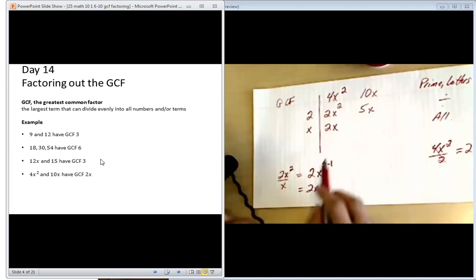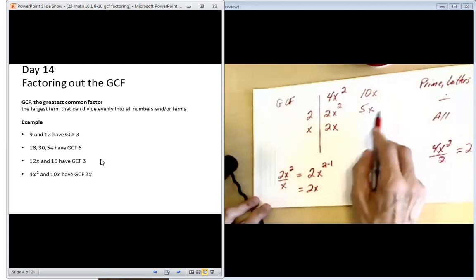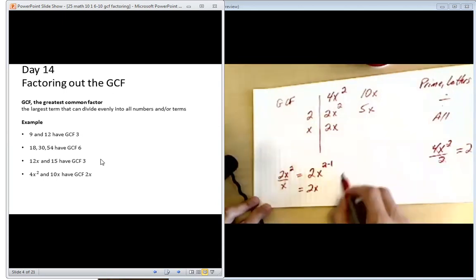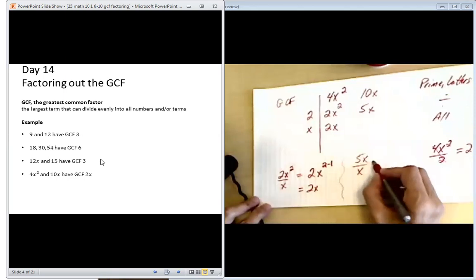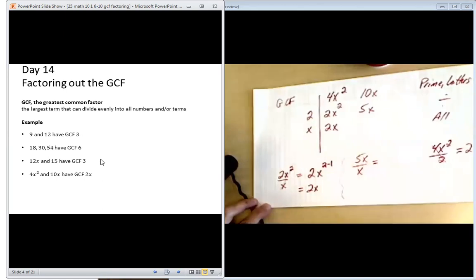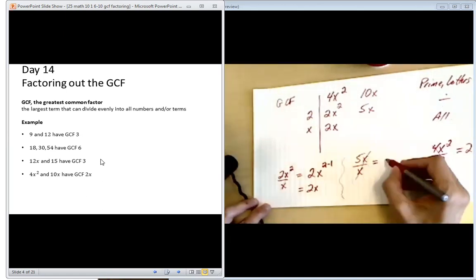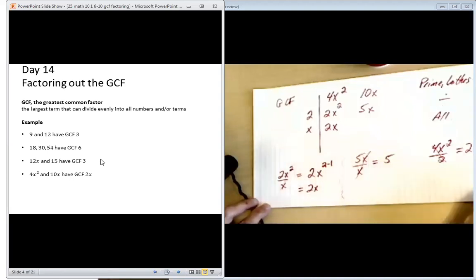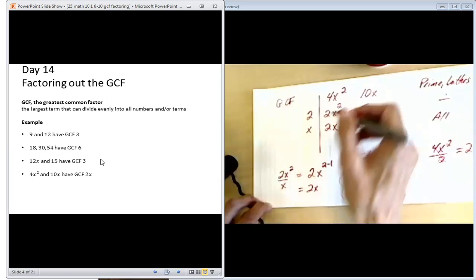And we have to do it again, we did it with the 2x squared. We have to do it again with the 5x. So 5x divided by x. Yeah, just 5. Those x's divide out. We're left with just 5 there. Just 5 like that.